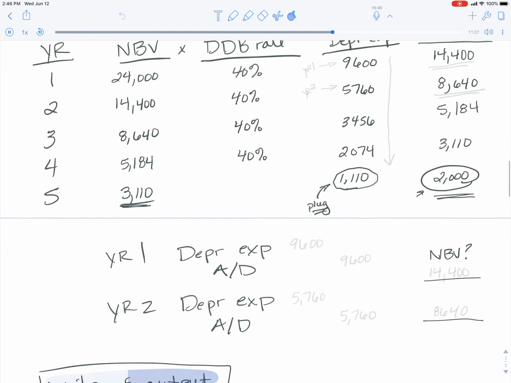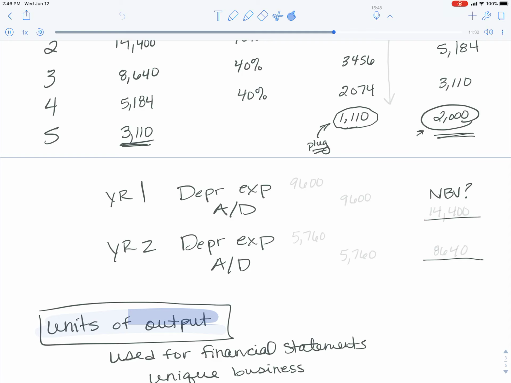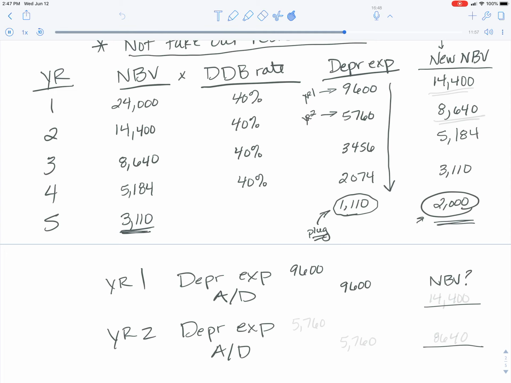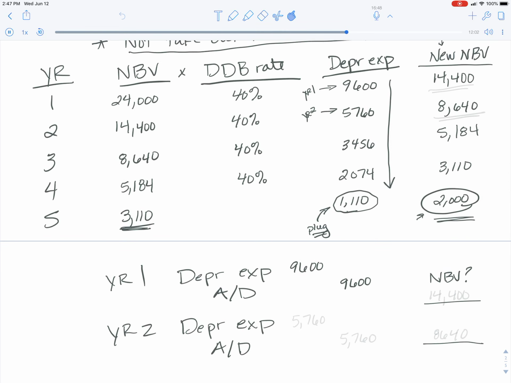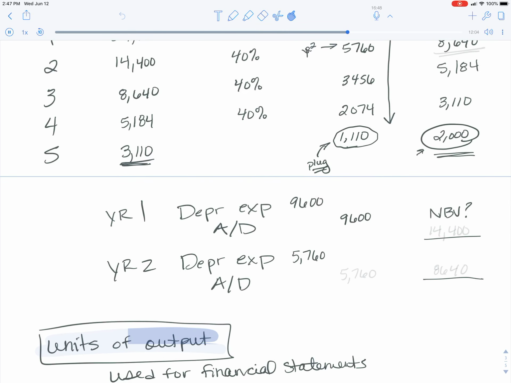So your journal entries are going to look very similar to what you're already used to, where in year 1, here's your depreciation expense for year 1. So you're just going to debit depreciation expense for that amount and credit accumulated depreciation. In year 2, our depreciation expense goes down. So double declining balance, you'll have a depreciation expense that constantly goes down. It won't remain the same like straight line. So in year 2, we have 5760.